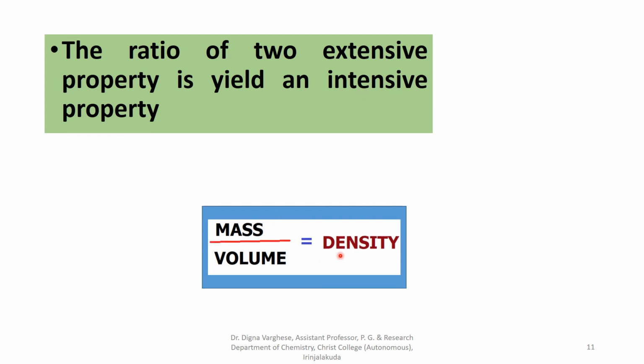For example, mass by volume is density. Here, mass is an extensive property that depends upon the quantity of the system, and volume also depends upon the quantity of the system, so it is an extensive property. Extensive property divided by extensive property gives an intensive property. Here, density is an intensive property which does not depend upon the quantity of the matter present in the system. Density means the density of water in an open tank is the same as that of water in a glass.